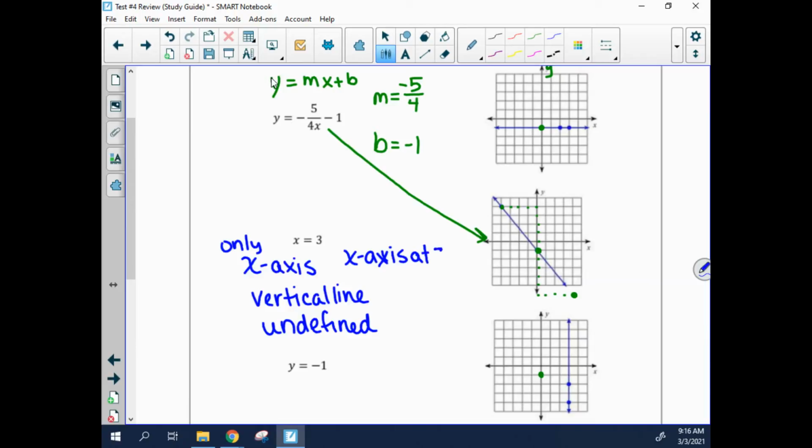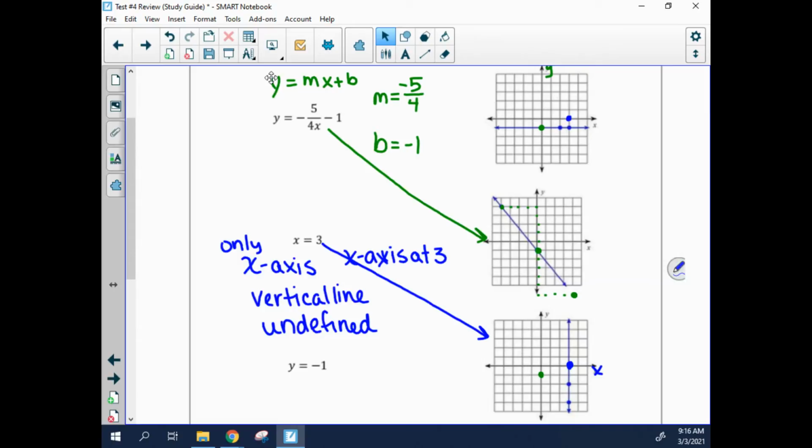at 3. So I'm going to go to the x-axis. Here's 1, 2, 3, positive 3 on the x-axis. It is not the top one. We know it's not the second one because we've already taken care of this. Going to the x-axis at positive 3, sure enough, our line goes through. It's a vertical line, meaning it's undefined. So I'm going to connect this second equation with the bottom graph.